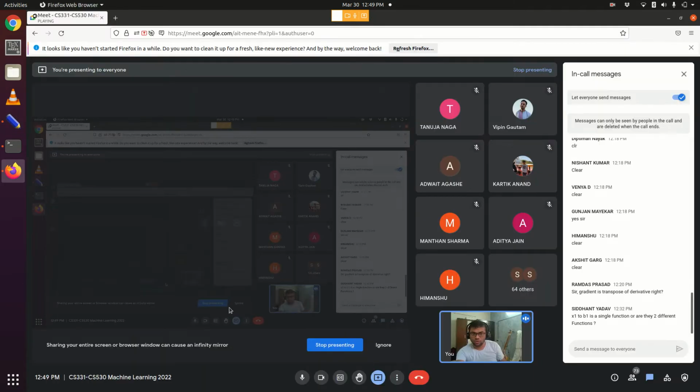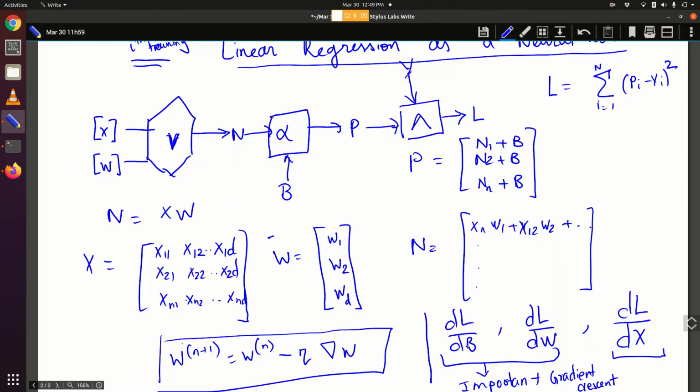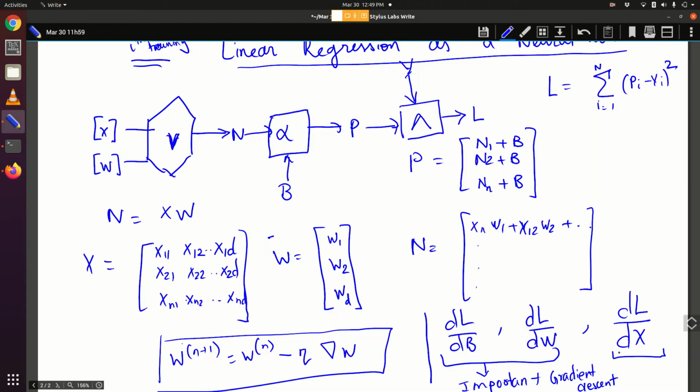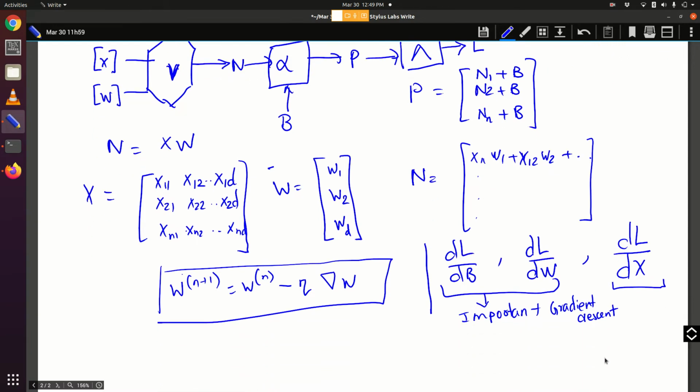Are you all following so far? Whatever I have discussed, is it clear? Is it clear to people why dL by db and dL by dw are important? Yes. Okay, so you are just not able to think why dL by dx is important. Sir, I guess it should be important if we give data in a different sequence or different manner, like interchanging first to last and randomly assigning.